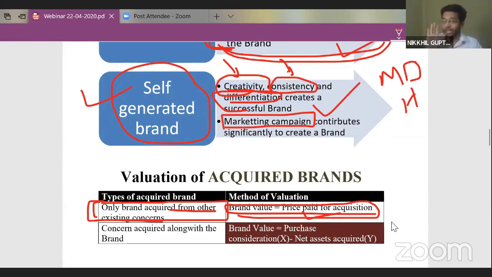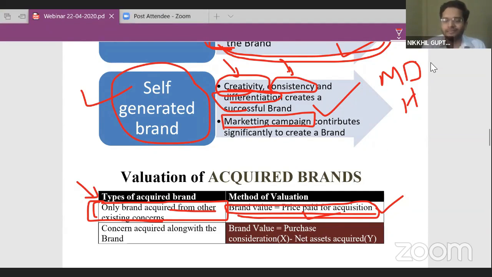Let me tell you. You need to tell me what is the error in this particular equation which is being told by the accountants. The equation says that if you have acquired only a brand, if you have purchased only the brand of a particular organization, then it will be valued as the price which has been paid for acquisition. What is the error from a valuer's standpoint in this statement?